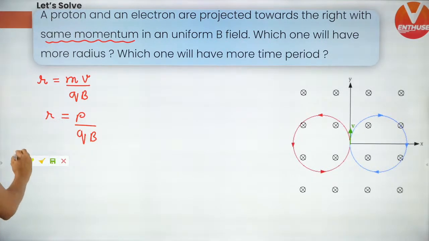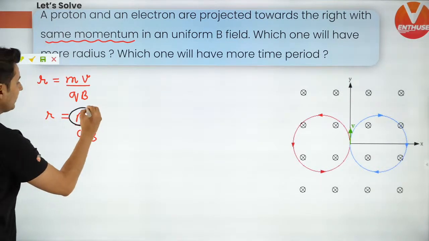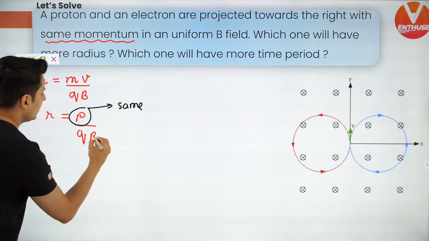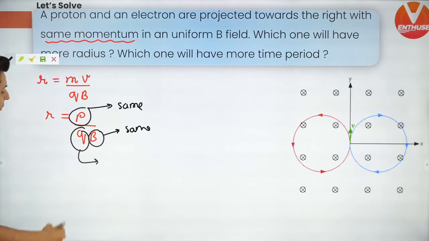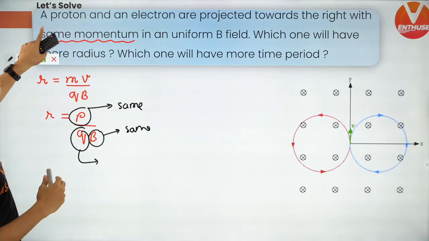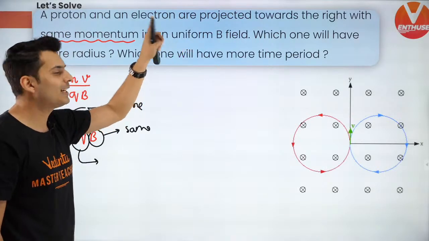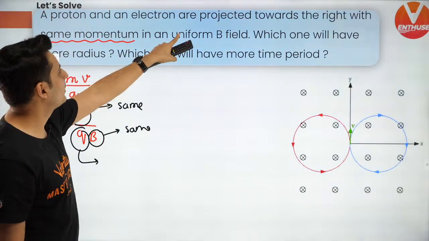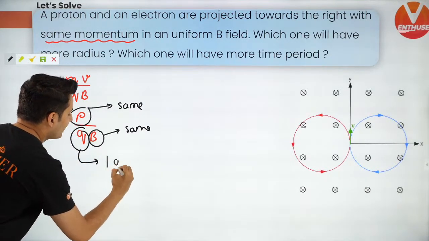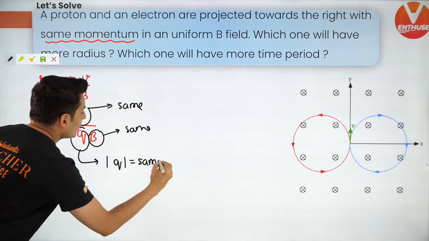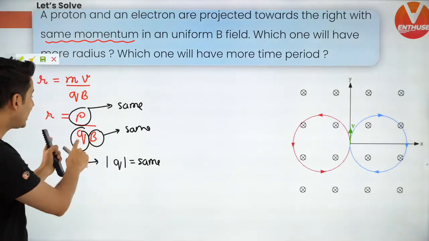Now think about it. For an electron and for a proton, since this quantity P is given to be same, and the magnetic field is obviously the same, they are in the same magnetic field, the only thing that is different is Q. Now, is it different actually? Think about it. Yes, sign wise it is different, but magnitude wise it is not different. So proton and electron both projected with the same momentum, the magnitude of Q is same. So the magnitude of the radius will be same, but understand their signs are opposite.